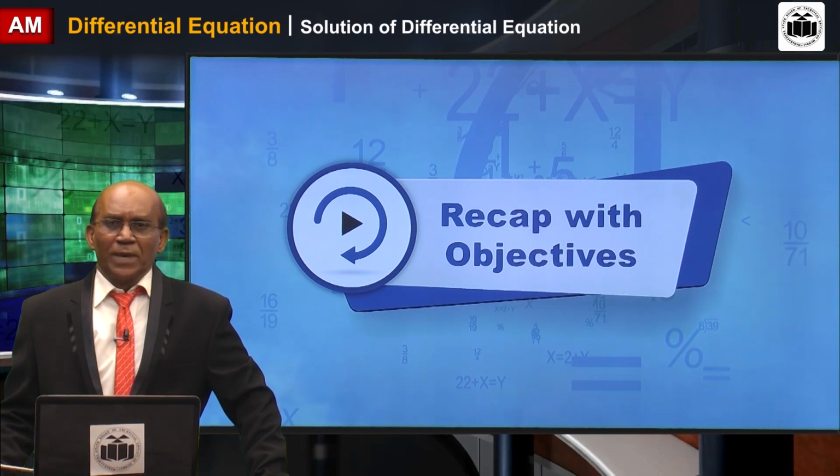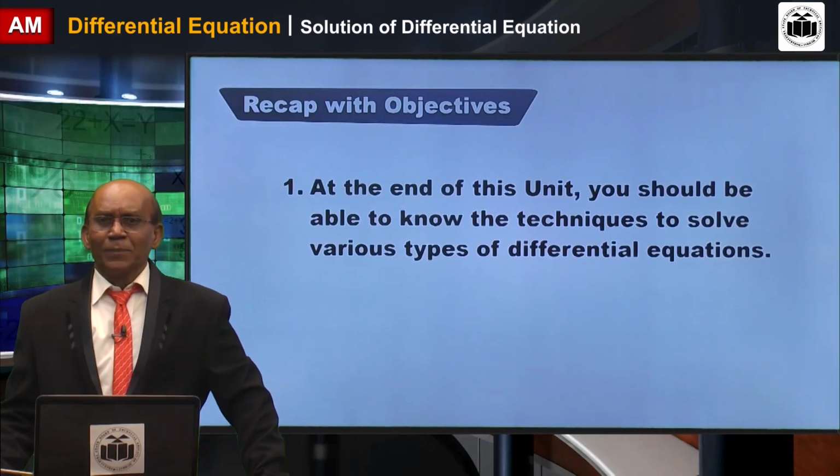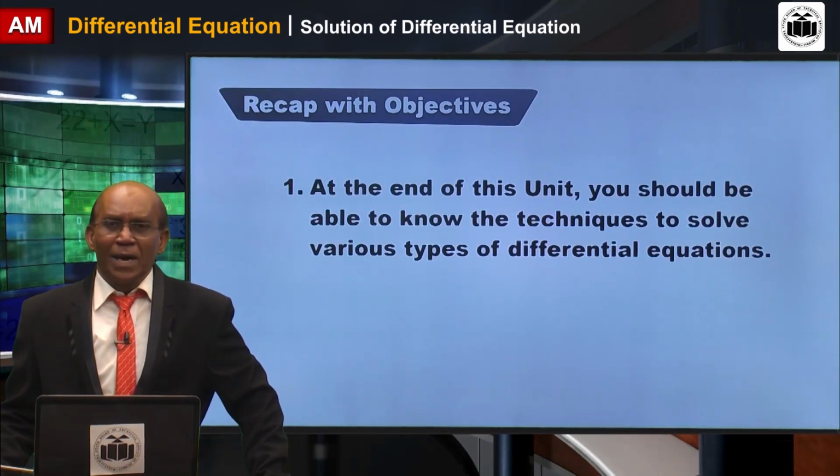Recap with objectives. At the end of this unit, you should be able to know the technique to solve various types of differential equations.